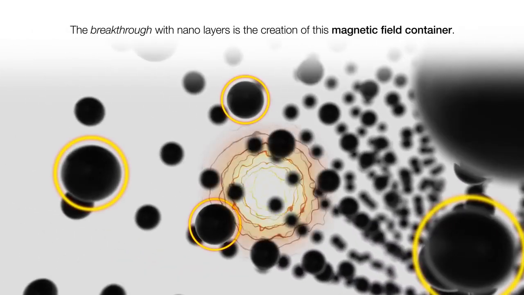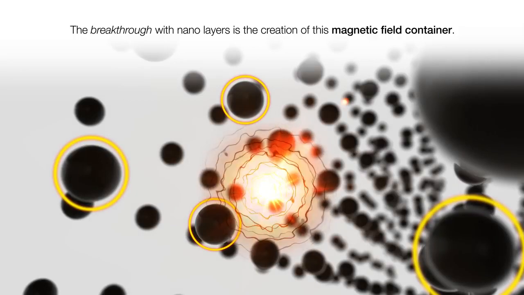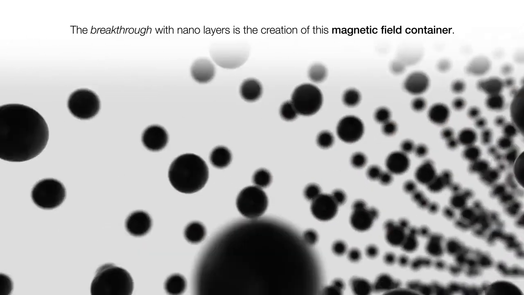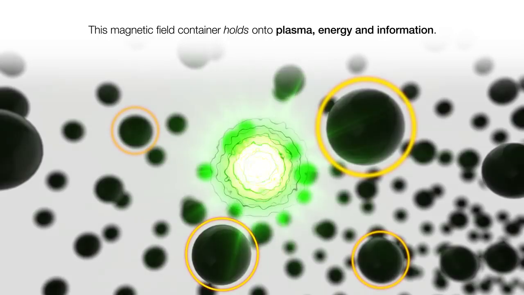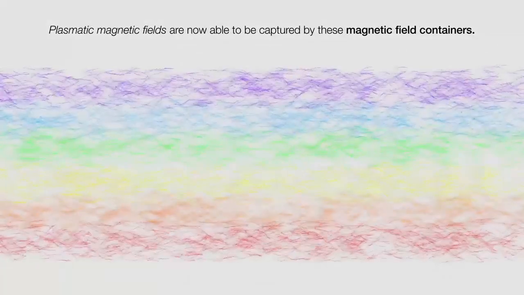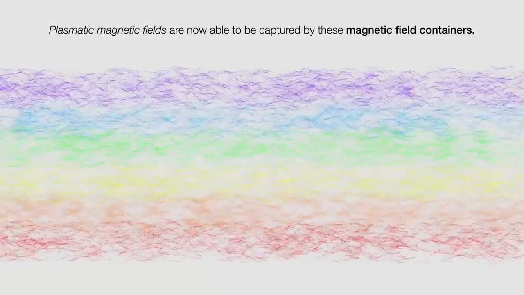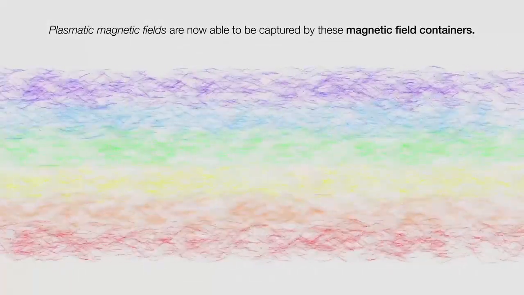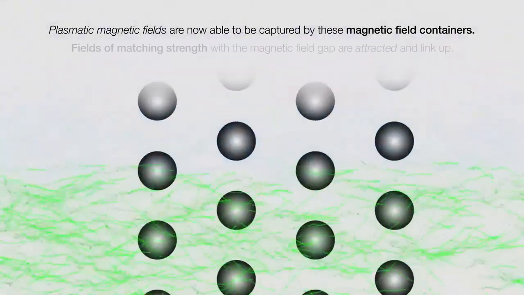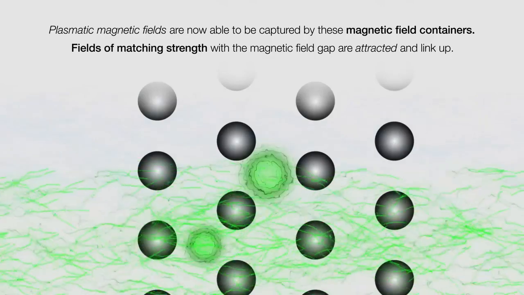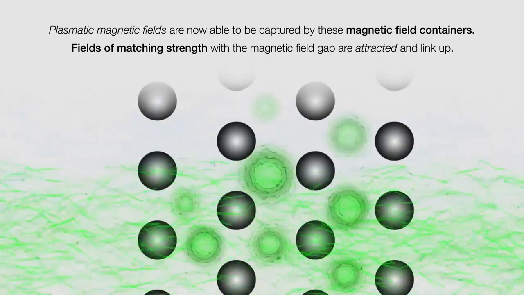The breakthrough with nanolayers is the creation of this magnetic field container. This magnetic field container holds on to plasma, energy, and information. Plasmatic magnetic fields are not able to be captured by these magnetic field containers. Fields of matching strength with the magnetic field gap are attracted and link up.